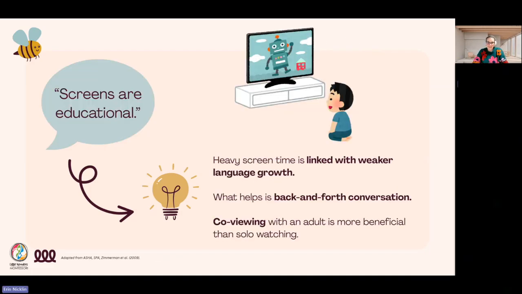Screens are educational. Screens can feel educational because there's lots of things on them like songs and colors, but passive screen use, and I see passive screen use a lot and I use it personally at home when I need to, it's not enough for language development. Research also shows that heavy screen exposure is linked to weaker language skills as children get older. And what matters most when we're learning our language is actually our back and forth conversation. That's what's most important for our children developing language, is going back and forward. So if we are using screens, the most helpful way is sitting with your child and talking about what you're seeing together.